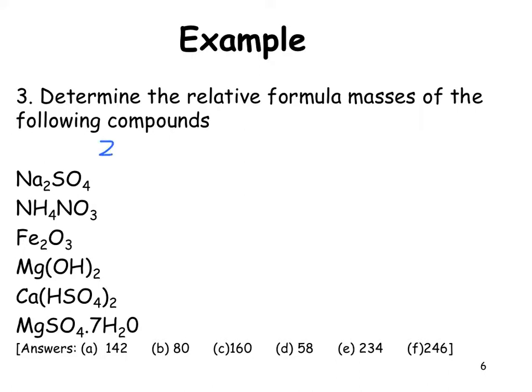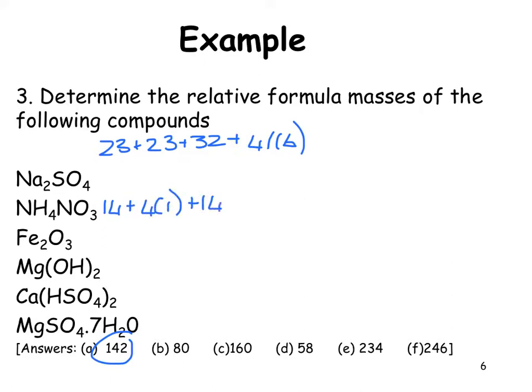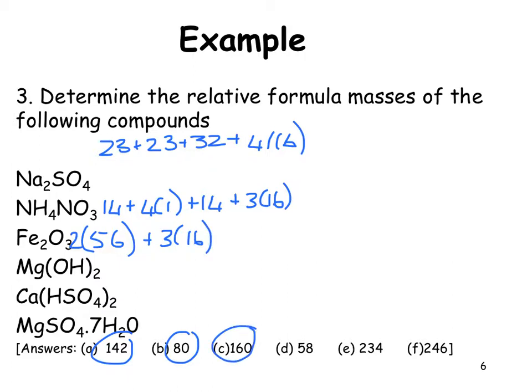So it's going to be 23 plus 23 plus 32 plus 4 times 16, and that's going to land up being 142. Nitrogen is 14 plus 4 times hydrogen at 1 plus another nitrogen plus 3 times oxygen, and oxygen is 16. You get 80. Iron is going to be 56. There are 2 of them, plus 3 times oxygen at 16, and you get to 160.